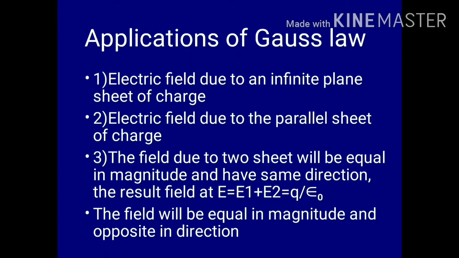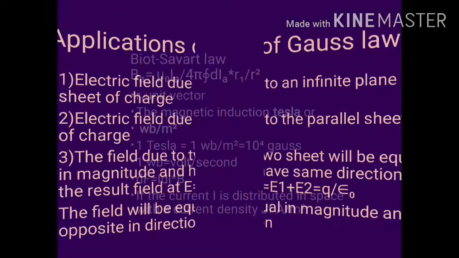Applications of Gauss law. Electric field due to an infinite plane sheet of charge. Electric field due to parallel sheets of charge. The field due to the two sheets will be equal in magnitude and have the same direction. The resultant field E equals E1 plus E2 equals Q divided by epsilon naught. Otherwise the fields will be equal in magnitude and opposite in direction.